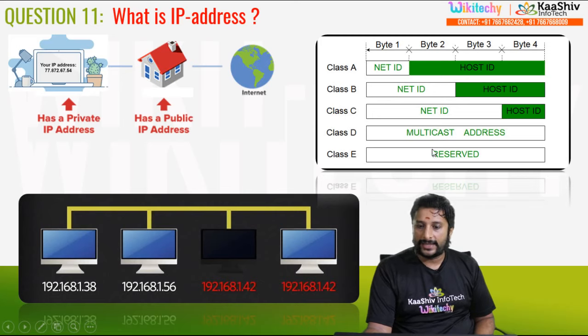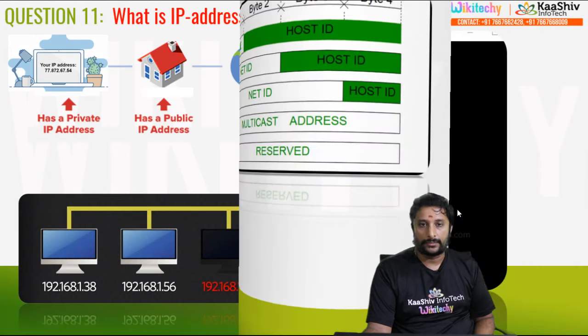Class D is for multicasting and class E is for reserved. A is for network ID and these are all host ID. And this is your network ID and these are all host ID. This is your network ID and this is your host ID. So they call it class A, B, C and D.